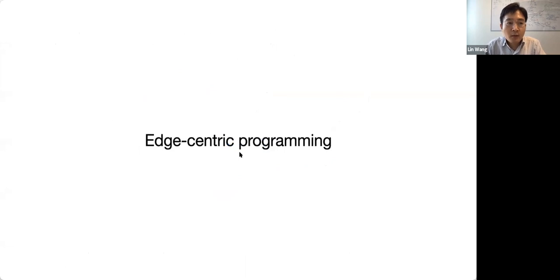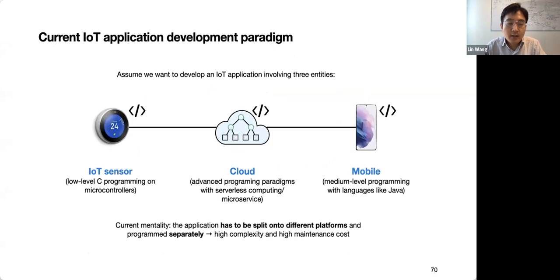So finally, we want to provide a high-level programming model for edge applications. Why? Because if you look at the current IoT application development paradigm, we have different entities involved. We have the IoT sensor, we have the cloud, we have the mobile, right? If you want to develop an application for this environment, you need to decouple the logic across the different devices and then write code for each of them. At the end, you chain the different components together for your application, right?